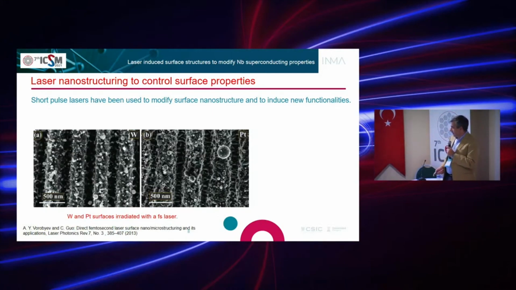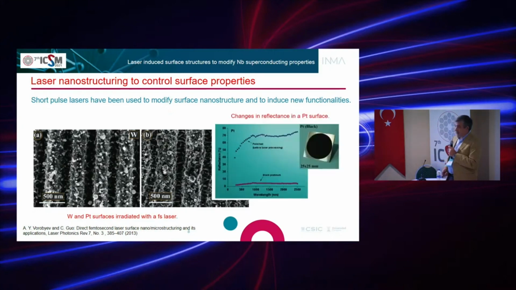If you use femtosecond lasers, usually you can observe this kind of nanostructures. In this case, it is on tungsten and platinum surfaces. With this, you can modify, for instance, the optical properties of the metallic surface. You obtain some surfaces that become black and absorb the radiation completely, without modifying the color, just by modifying the nanostructure of the surface.